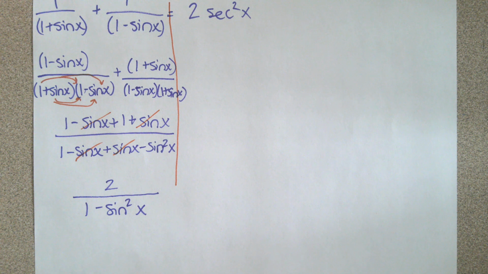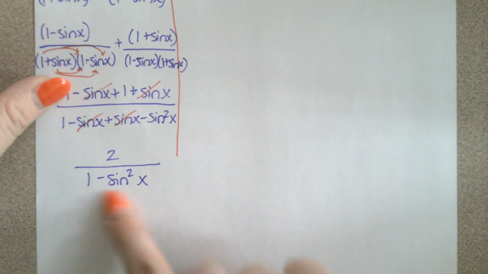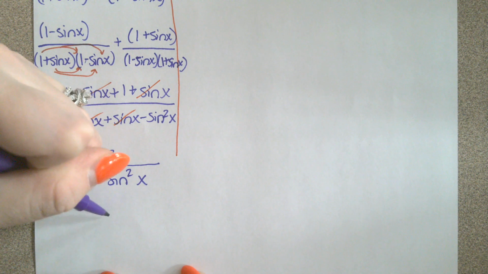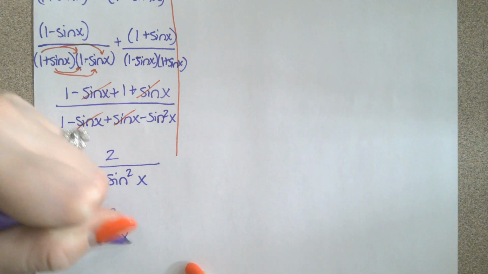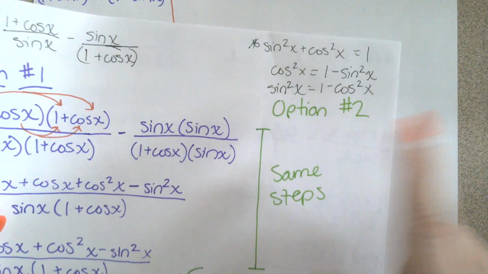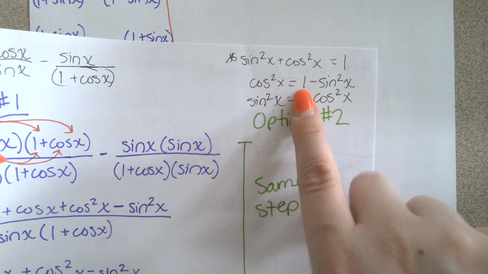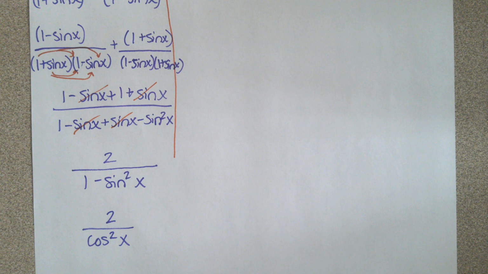And then I am almost done. 1 minus sine squared, that is a Pythagorean. Hopefully you recognized it. I can replace that with cosine squared x. I did that just a moment ago. If you have sine squared plus cosine squared equals 1, then 1 minus sine squared is equal to cosine squared. So that's what I just did.